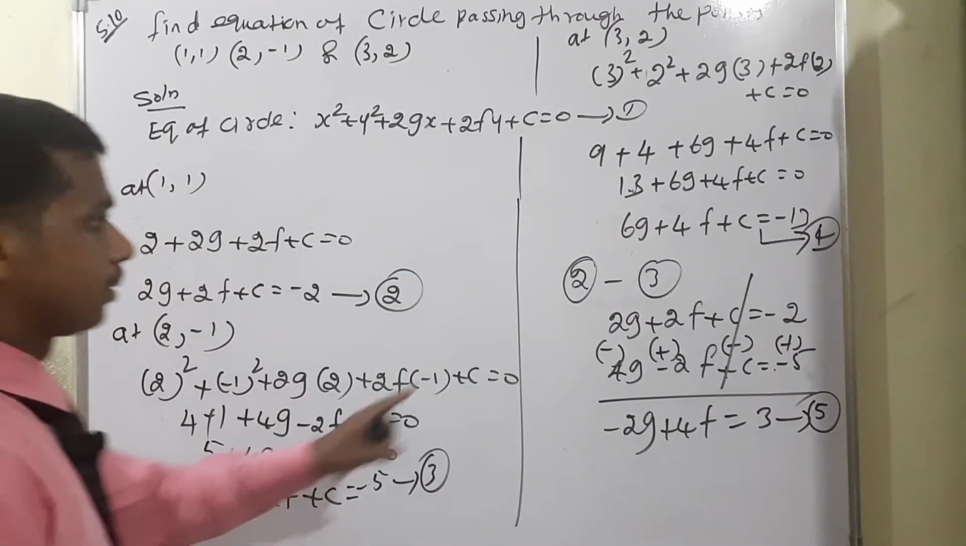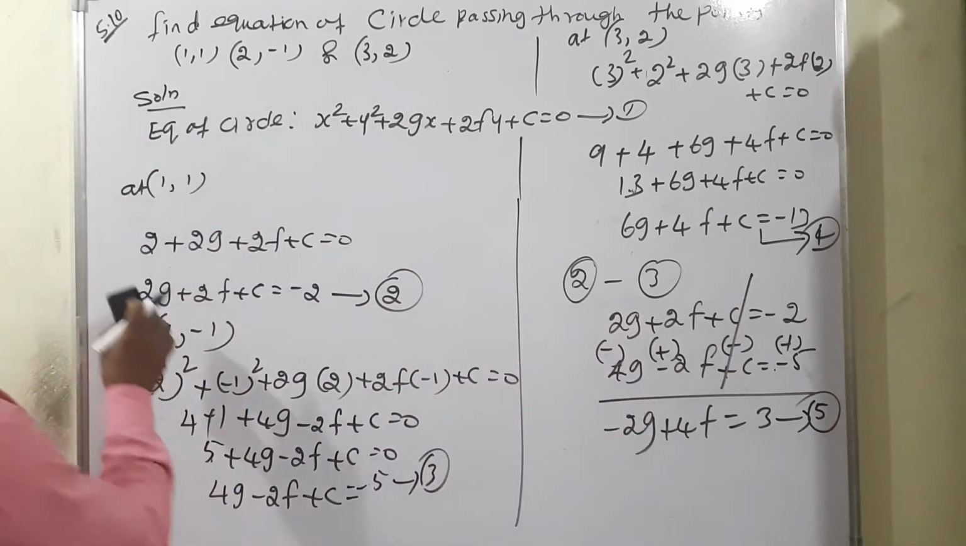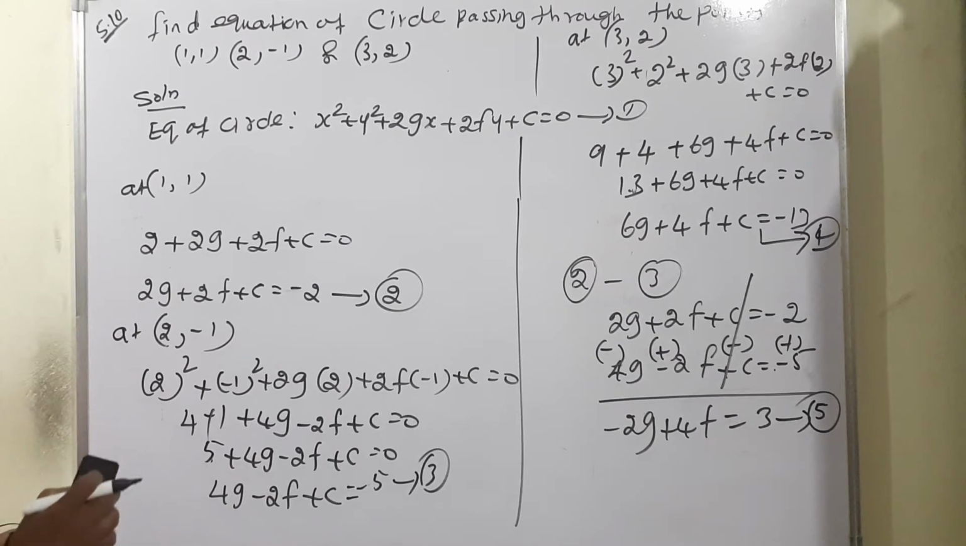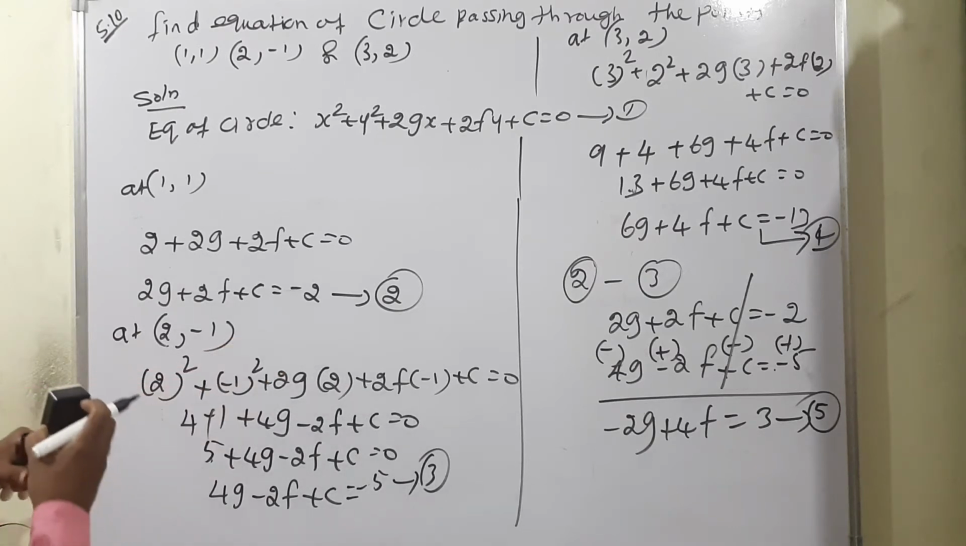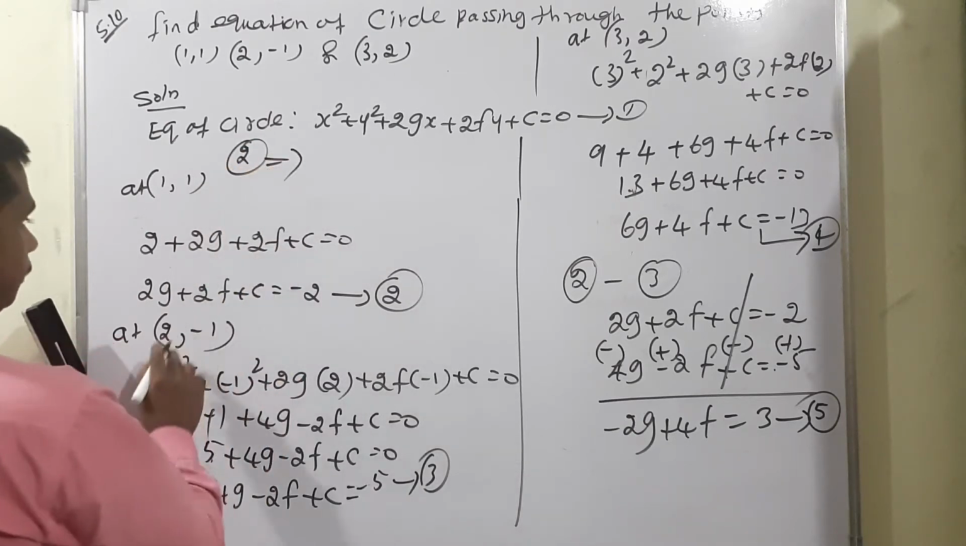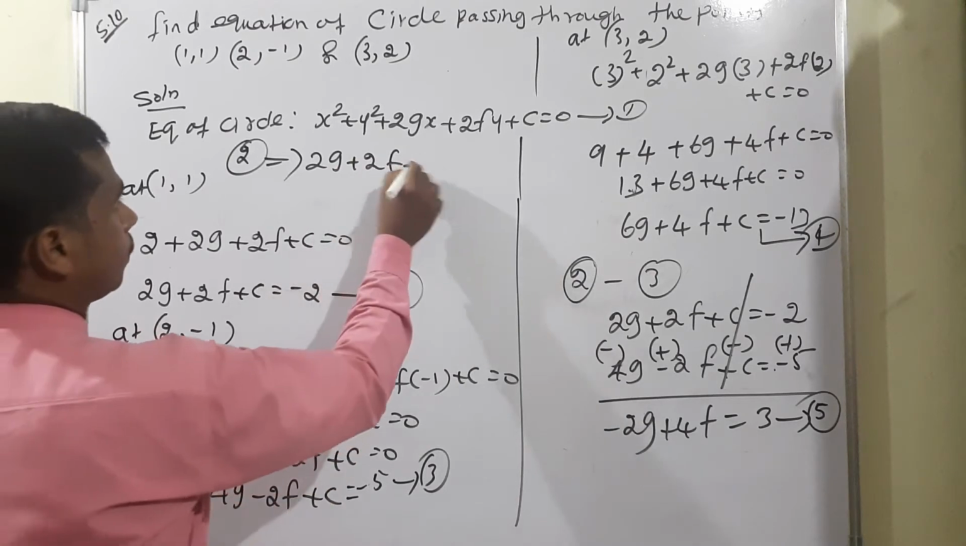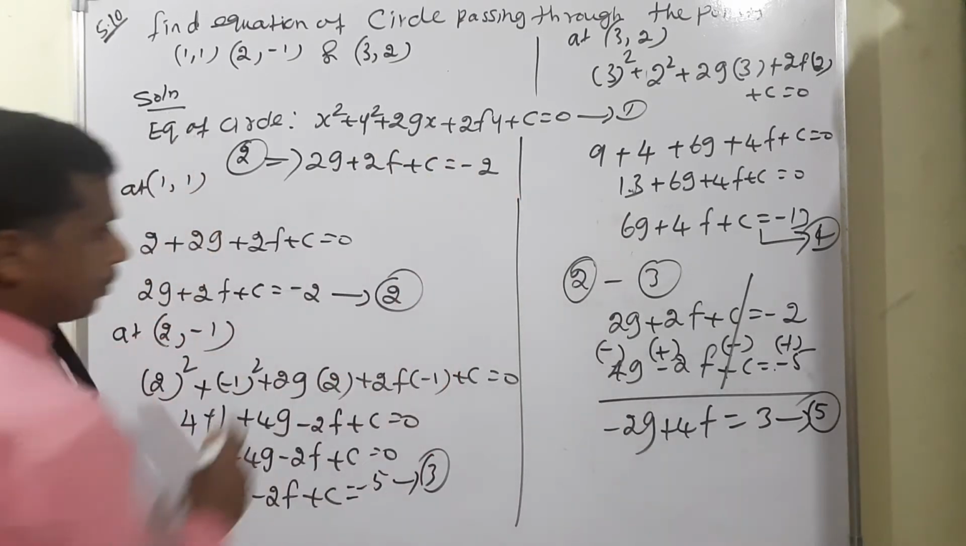So 2 minus 3. Now I am moving to 3 minus 4. Equation 3 minus equation 4, what will happen? We need equation 2 also. I will write it here. Equation number 2: 2g plus 2f plus c is equal to minus 2.